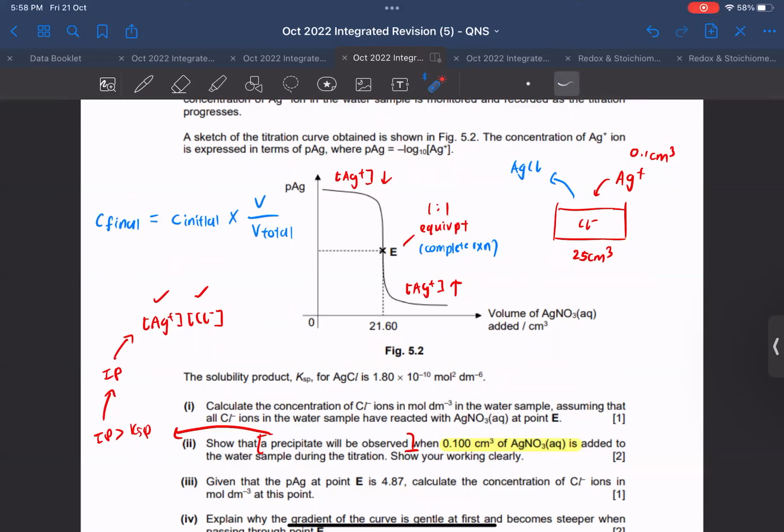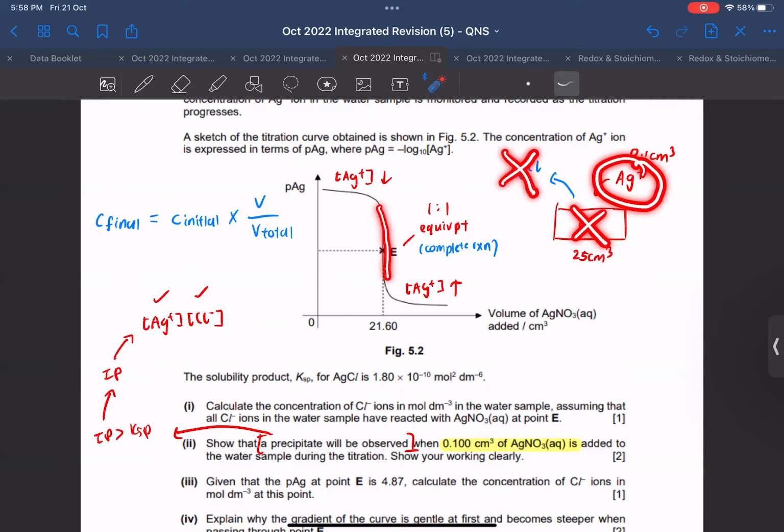But how about this part? We haven't really explained this. Why does it become super sharp? Why is there a very sharp dip as we go through point E? If you notice, point E is the point where there's a complete reaction. Let's once again assume that there's no more Cl-. And at this point, if there's no more Cl-, whatever additional Ag+ you're adding inside will not precipitate, right?